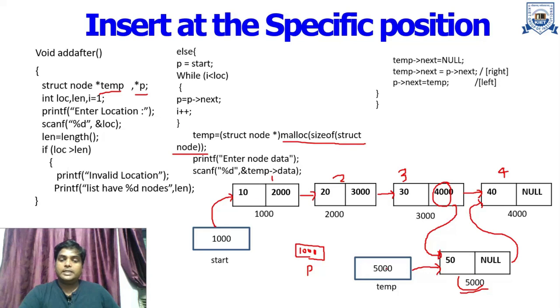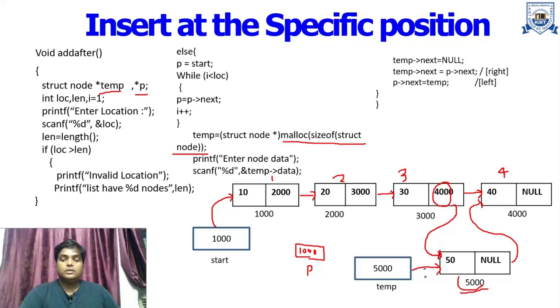Now temp basically contains 5000 and temp is pointing to this node. Then we provide the data. So printf enter node data, that is %d comma address temp to data. Here we just provide 50, and temp to next will be null.